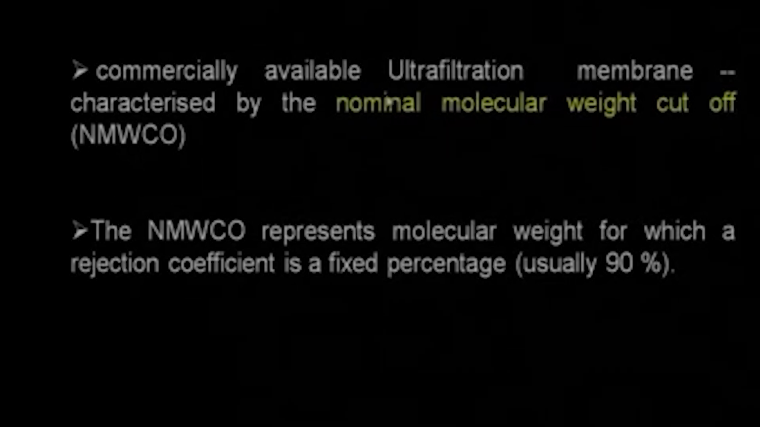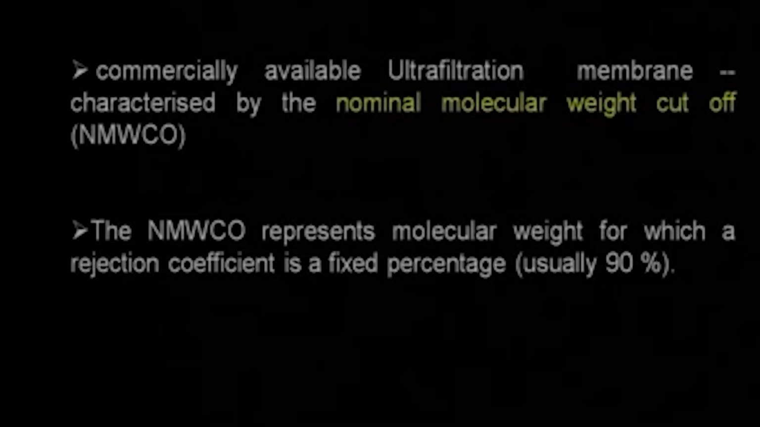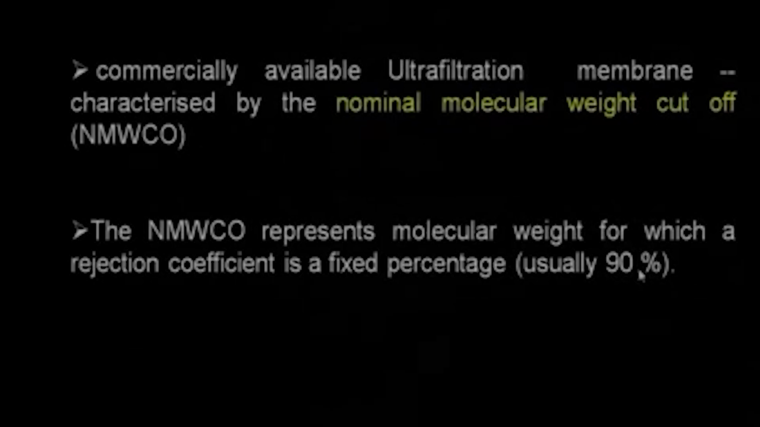So when you are buying an ultrafiltration membrane, they give a term called NMWCO. It represents the molecular weight for which the rejection coefficient is a fixed percentage, about 90%, because we cannot talk about 100%, right, that is why we give it as 90%. So molecular weight greater than that NMWCO will get retained or rejected. Retained means about 90% of it gets rejected. So retained or rejected are the same. This number is characteristic for an ultrafiltration membrane.